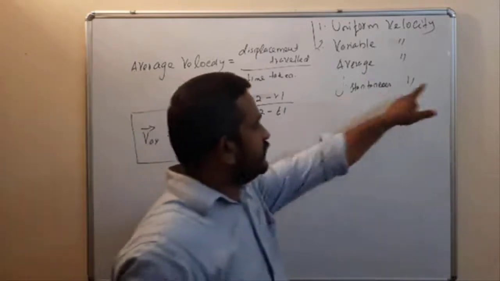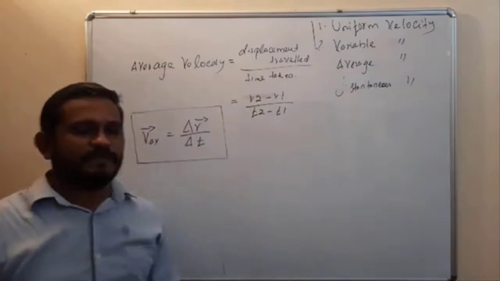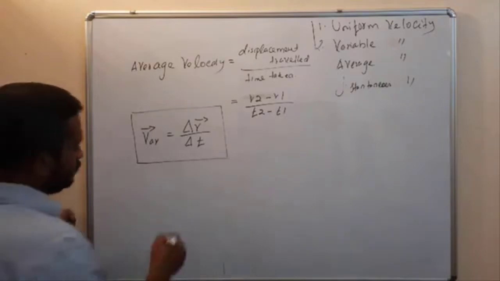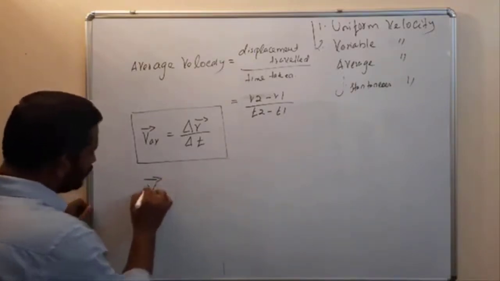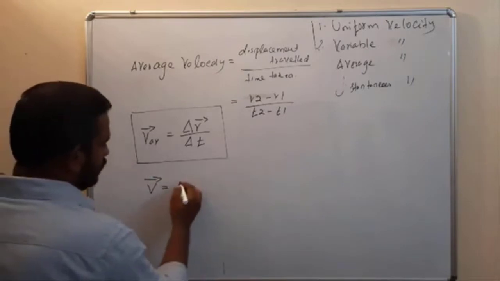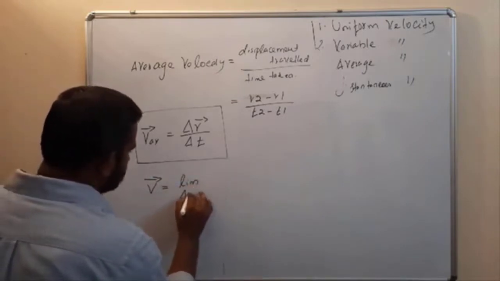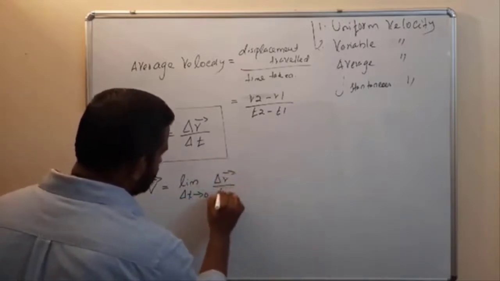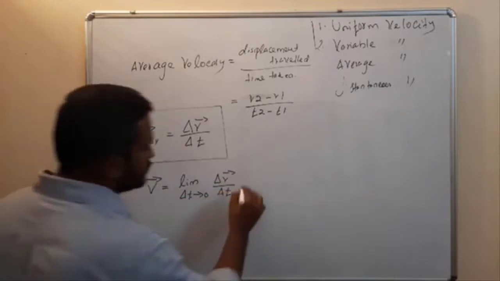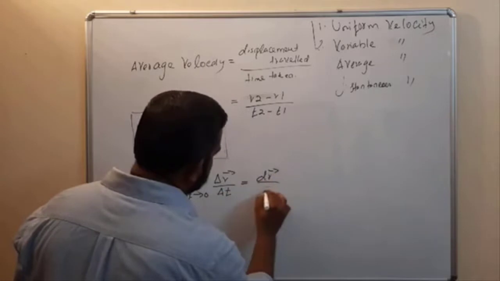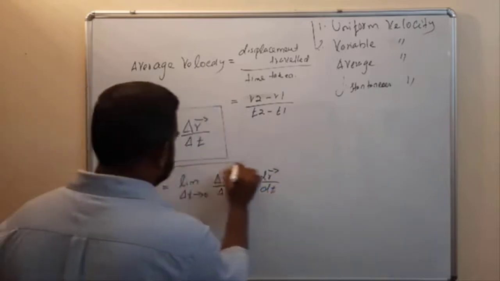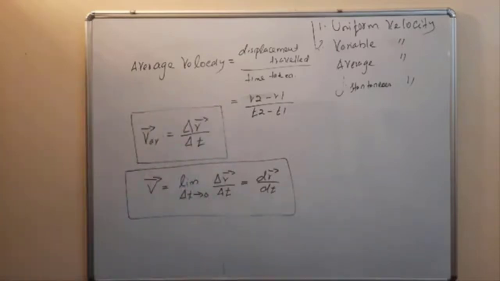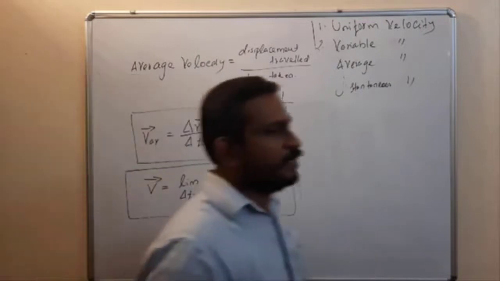So the last one, what is instantaneous velocity? So the instantaneous velocity means the velocity of the body at any particular instant. Okay, particular instant. So V vector is equal to limit delta t tends to 0, delta r vector divided by delta t. So that's equal to dr vector by dt. Okay, dr vector by dt. So that is called instantaneous velocity. So velocity is a vector quantity.